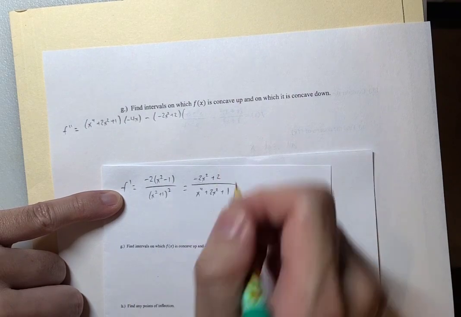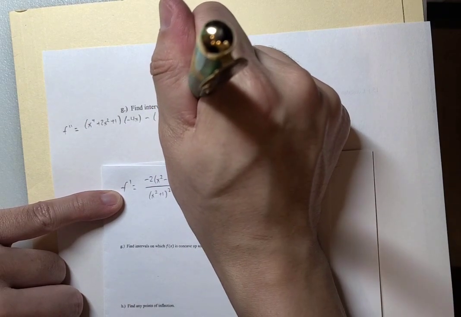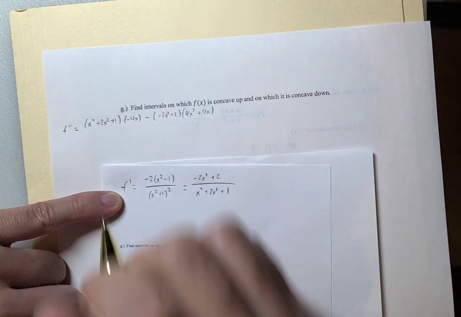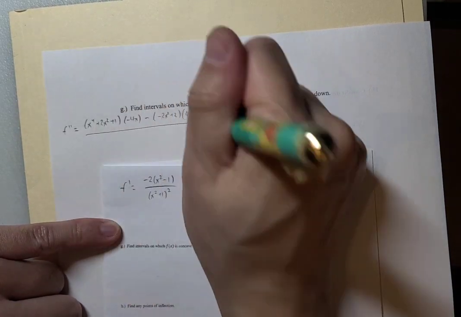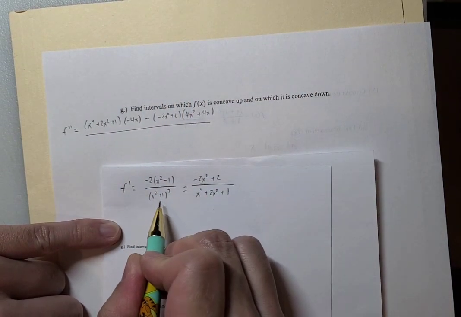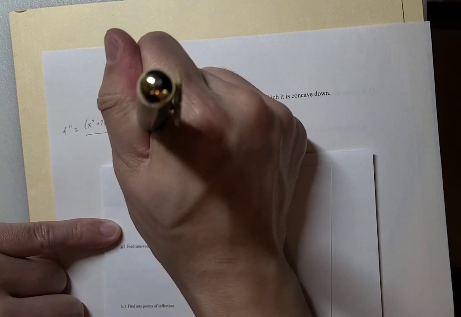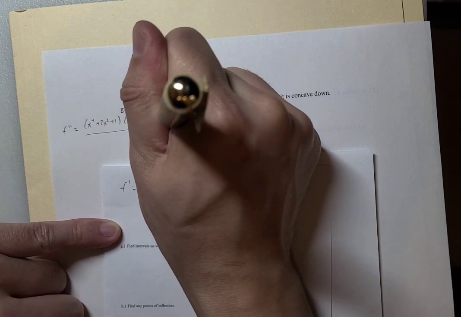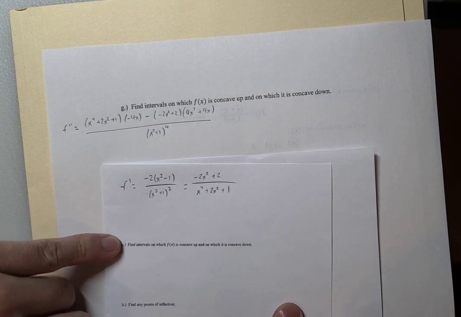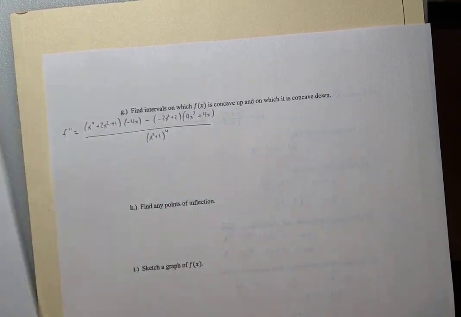For the bottom, I'm going to use this guy. That's 4x cubed plus 4x, all over bottom squared. I'm going to use this guy now instead of squaring this guy, because this guy squared is just x squared plus 1 to the 4th. So that helps with this notation, in my opinion.